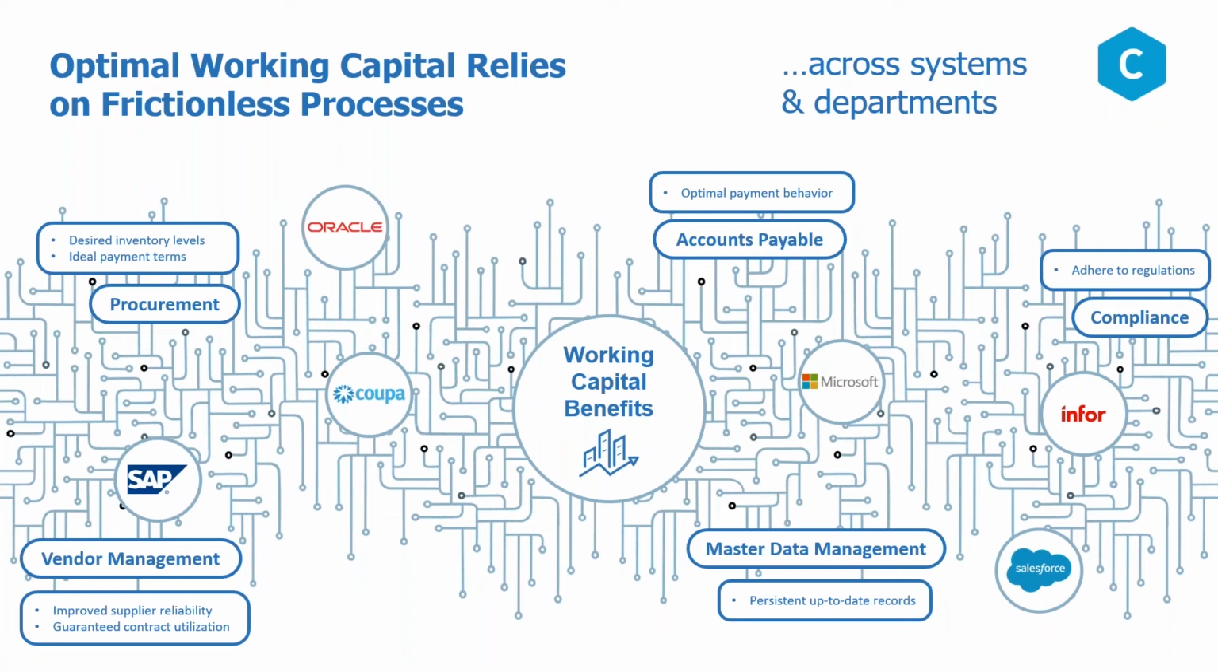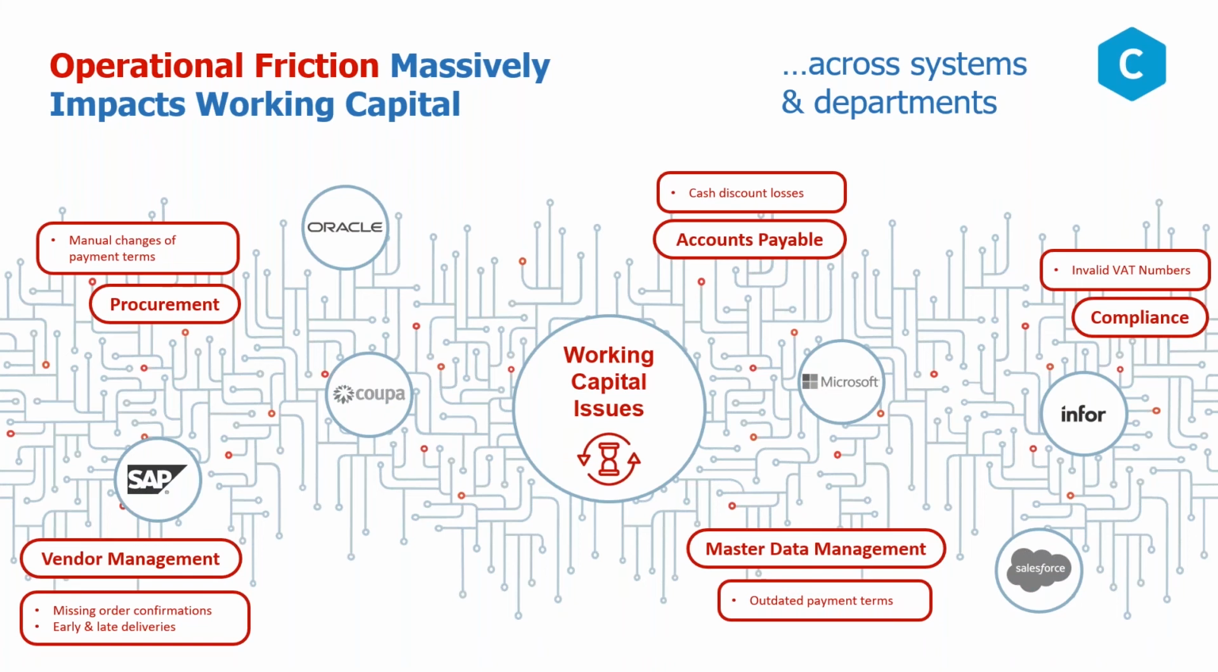And to our mind, it mainly has to do with what we call operational friction. Across these processes, our customers typically have different pain points to be addressed. As an example, in procurement, you might observe manual changes of the payment terms, affecting your working capital. In vendor management, you might observe that you have missing order confirmations with respect to your suppliers, or that your suppliers deliver rather early or late in time. In the accounts payable process, you might not manage to pay your invoices in time, therefore not fully exploiting the cash discounts that could be realized.